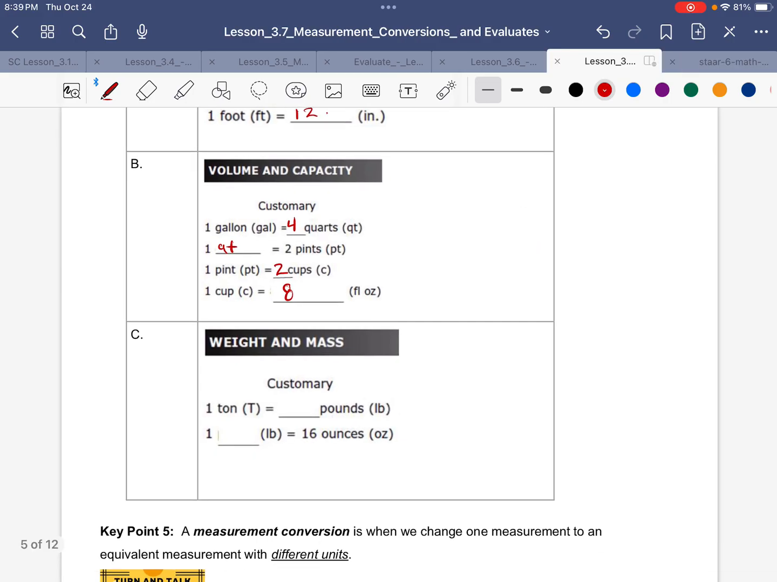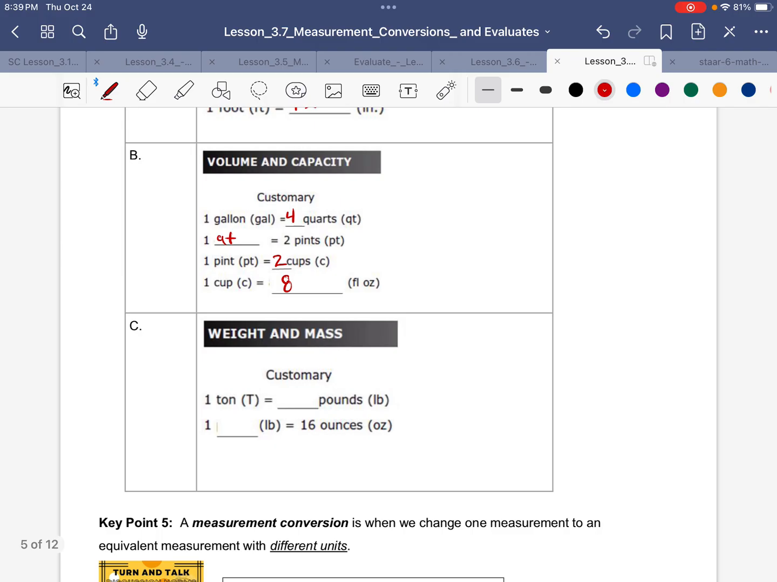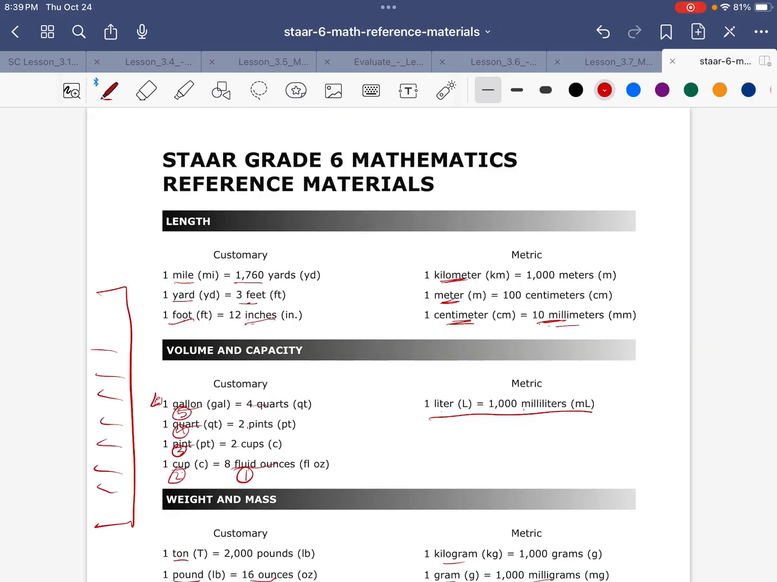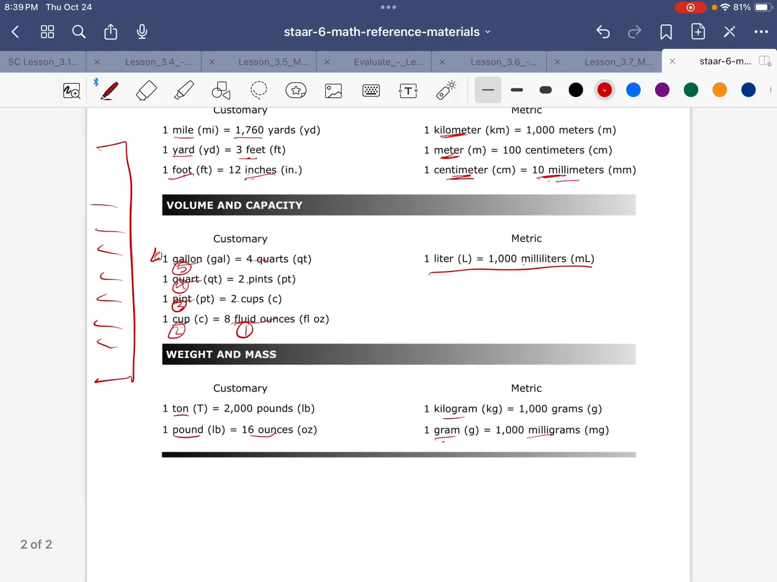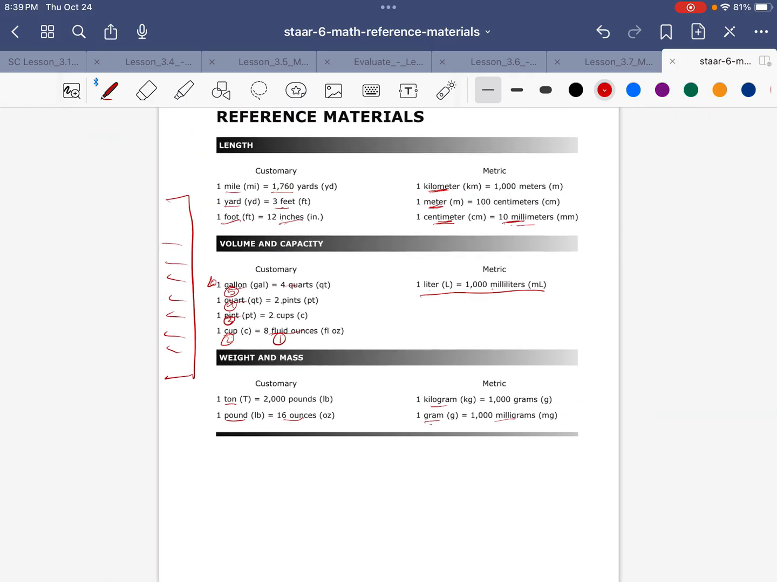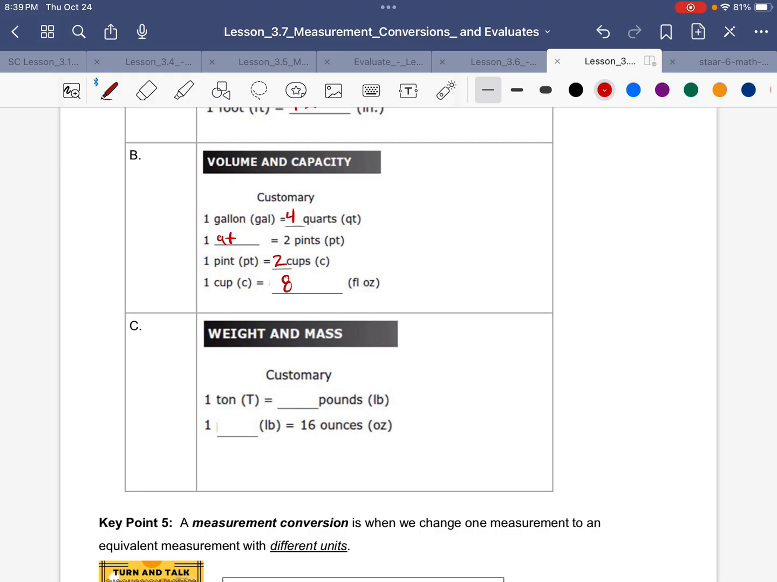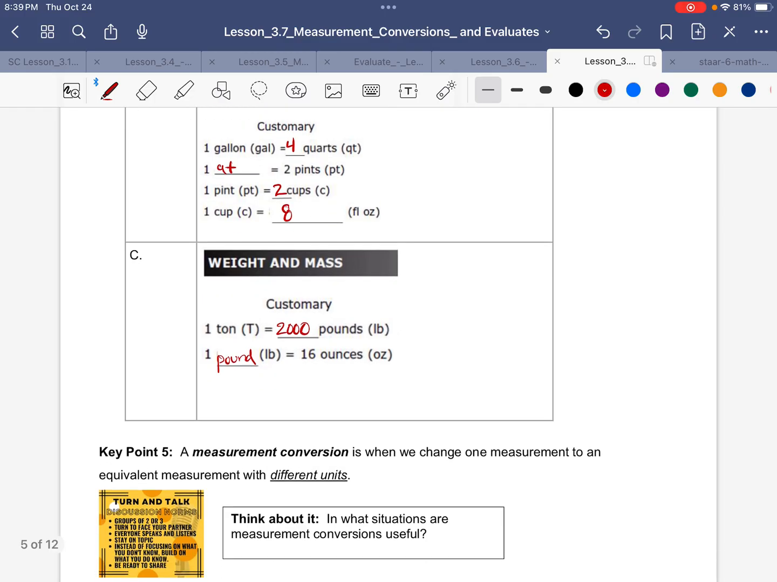And then mass. 1 ton is equal to 2,000 pounds. All right? Right here, 1 ton is 2,000 pounds, and 1 pound is 16 ounces. 2,000 pounds and 1 pound. That's what they wanted you to write there. Yep, it's 16 ounces.